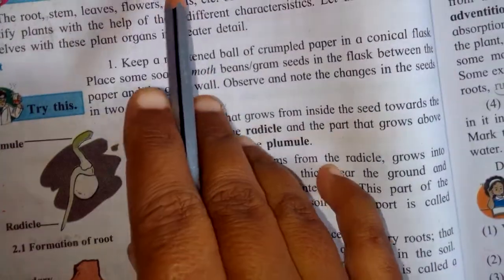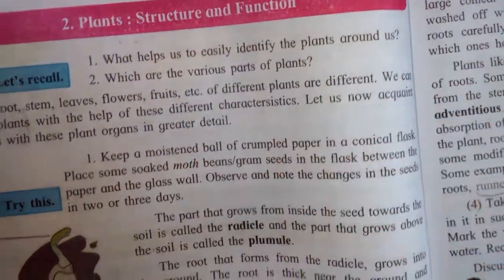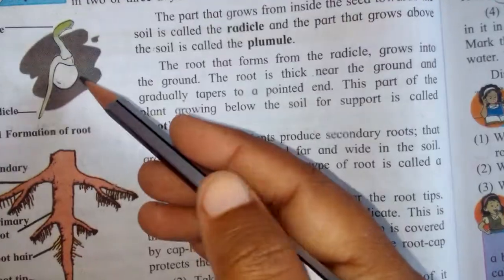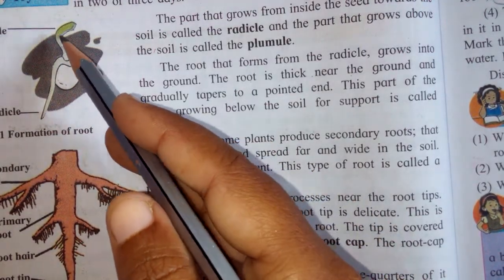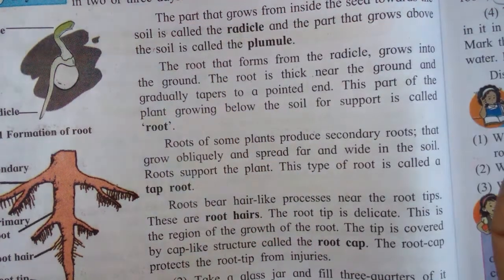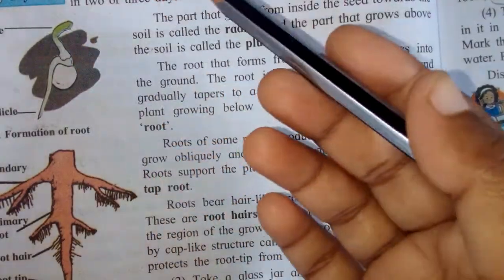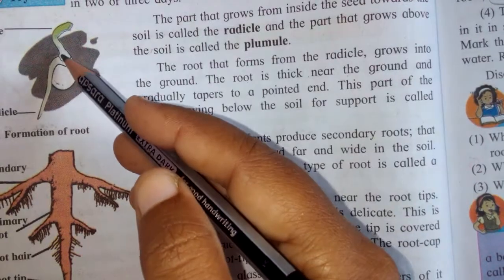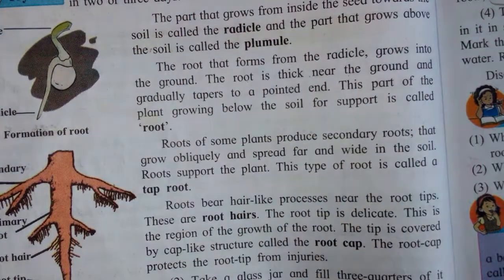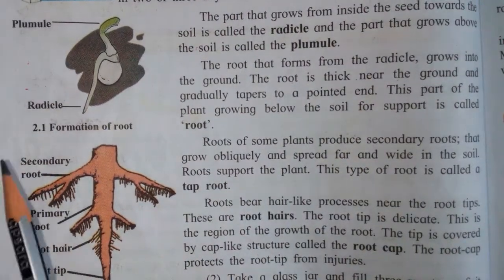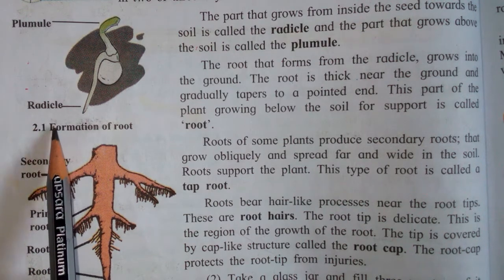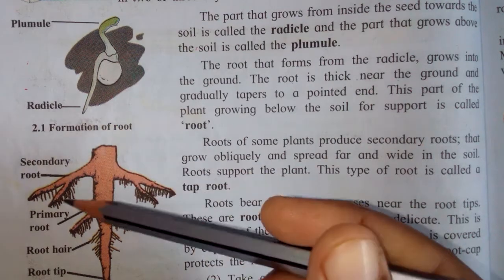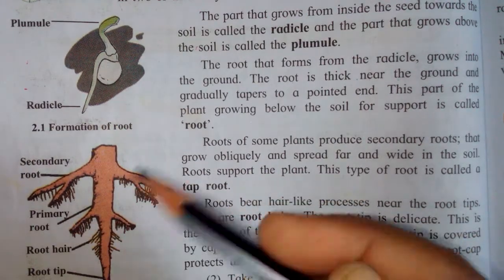See, today we start the new lesson, plants structure and function. In that we see how the roots are formed from the seed. Means one part of the seed grows in the upward direction, and afterwards it has stems and leaves, correct? And one part grows in the downward direction. The upward part is said to be the plumule, and the downward part is said to be the radicle, correct? And on the radicle the roots are formed.